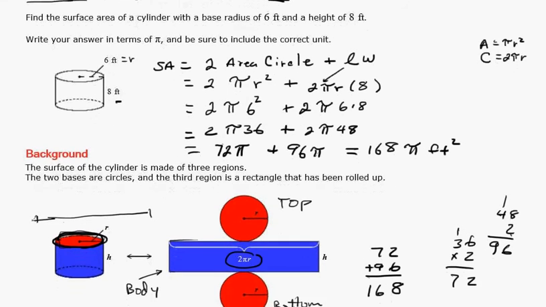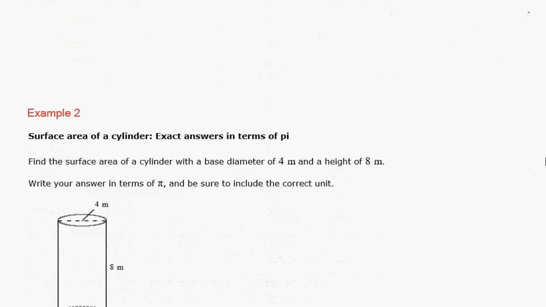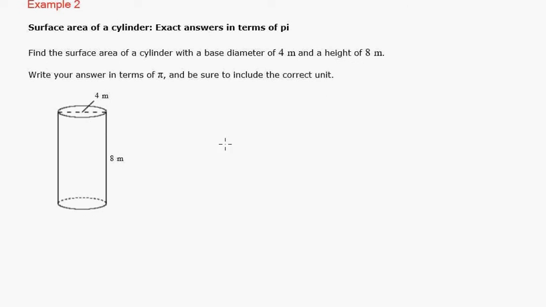So we start with some high-level thinking. Let's try it again real quick. We've got this cylinder, and now there's a little twist. They give us the diameter. The distance all the way across is 4, so that means the radius, r, would be 2. R is half the diameter.